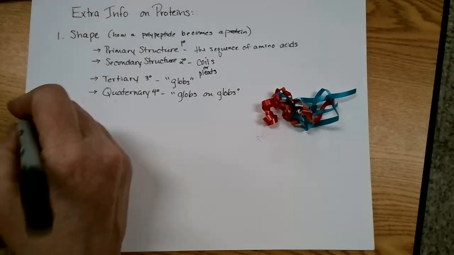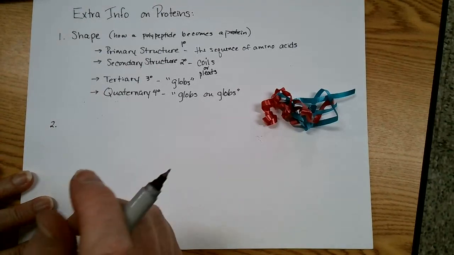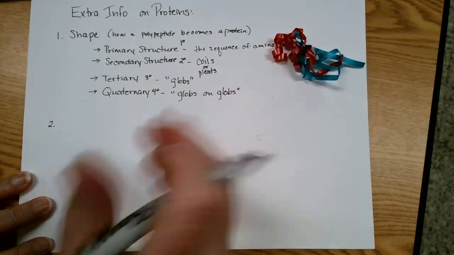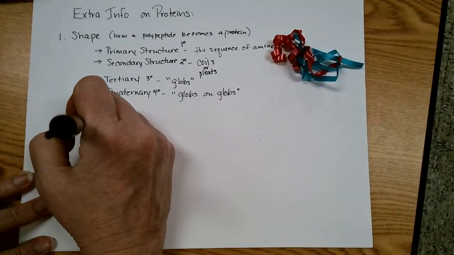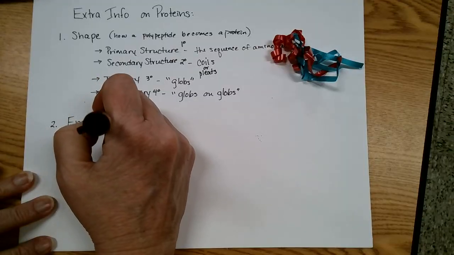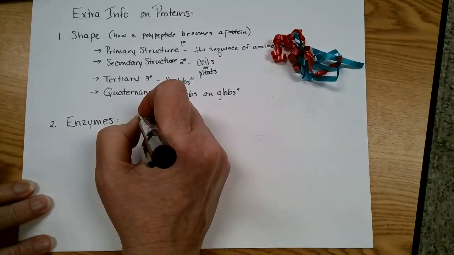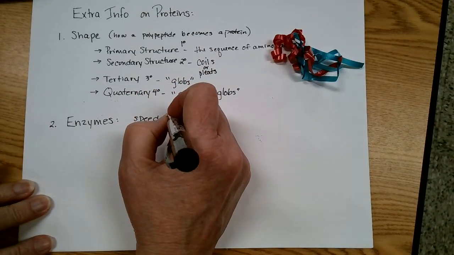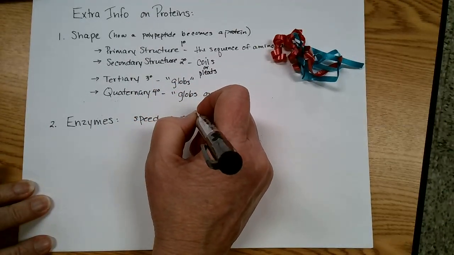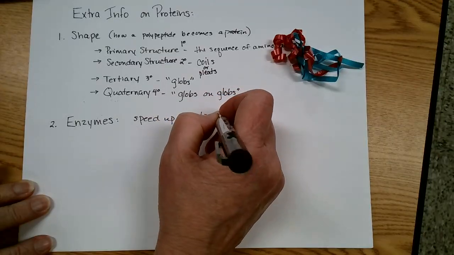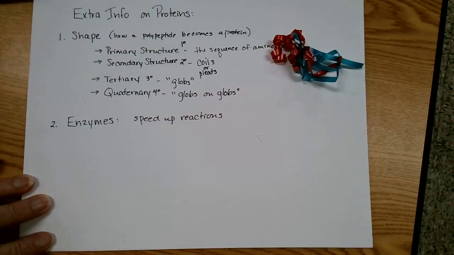So where does shape matter? And this is the second thing I want to talk about with extra info on proteins. Where does shape matter? It matters with enzymes. Enzymes, remember we said, speed up reactions in your body. So your metabolism can be sped up by this.